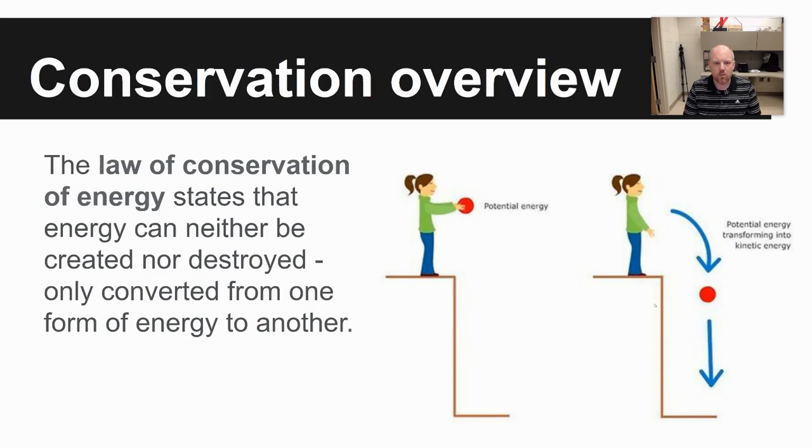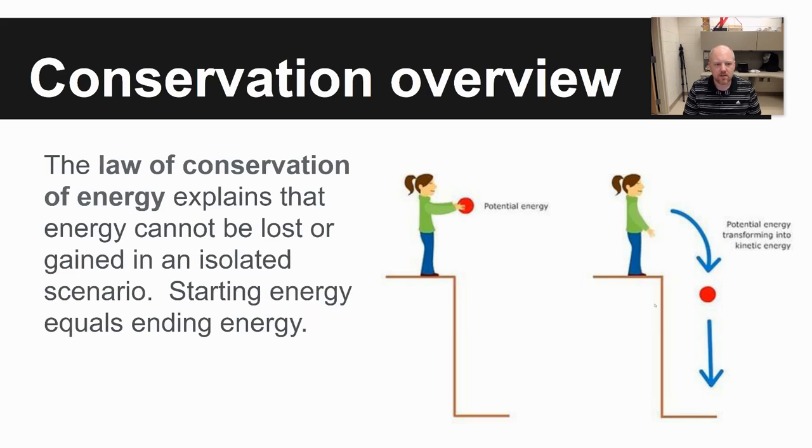So conservation overview, what is conservation of energy? The law of conservation of energy states that energy can be neither destroyed nor created, only converted from one form to another. And so if you started with a ball above the ground and then dropped it, you'd begin with potential energy. You'd end up with kinetic energy. But again, energy can't be lost or gained. It's just turned from one form into another. Law of conservation, again, it says that your starting energy is going to equal your ending energy.